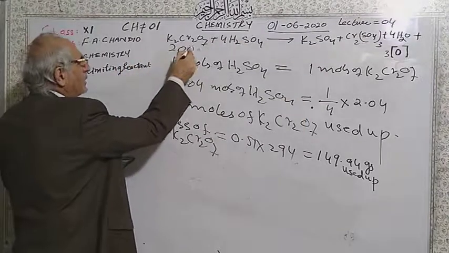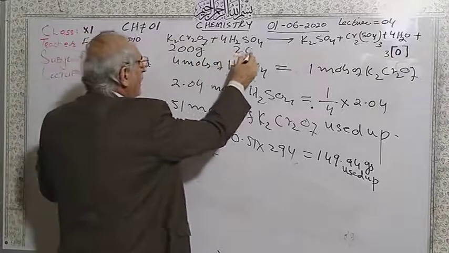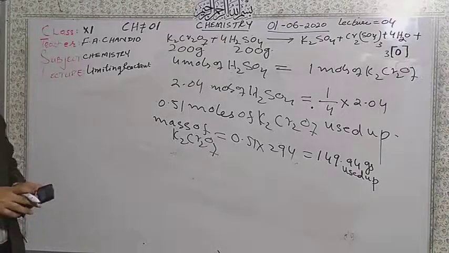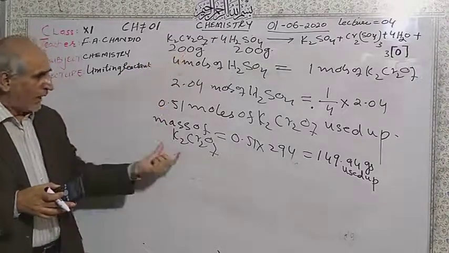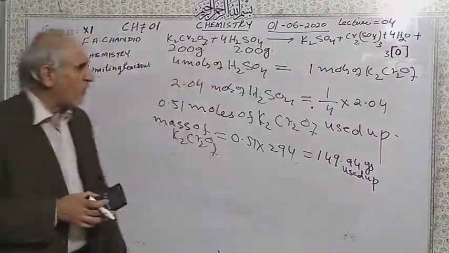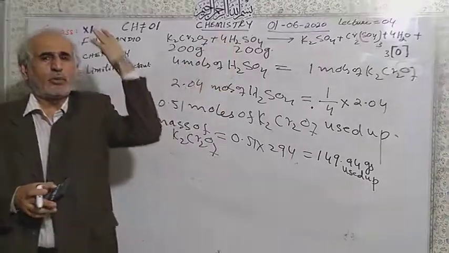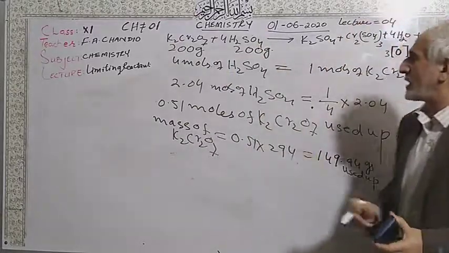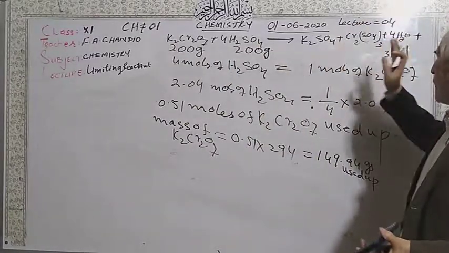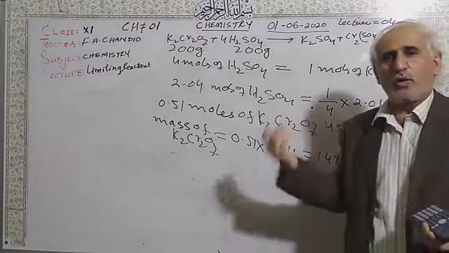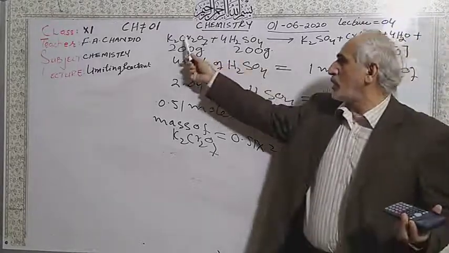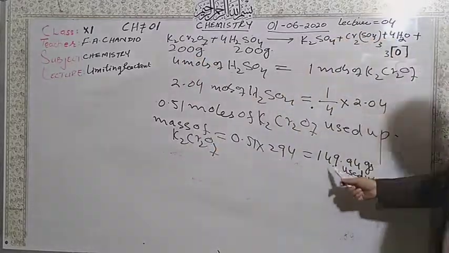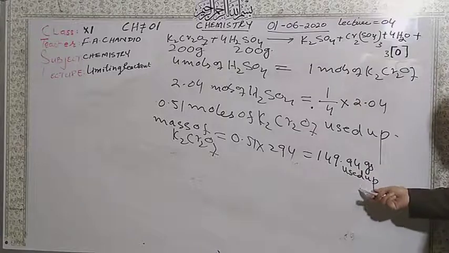And initially there were 200 grams, students. 200 grams initially we had, and used are how many? 149, because sulfuric acid is consumed during the chemical reaction. During the chemical reaction, sulfuric acid was consumed and the reaction stopped. Some amount of oxygen was formed, we calculated already. Some amount is used up and some amount is going to remain behind. So according to this calculation, you have 149.94 grams used up.